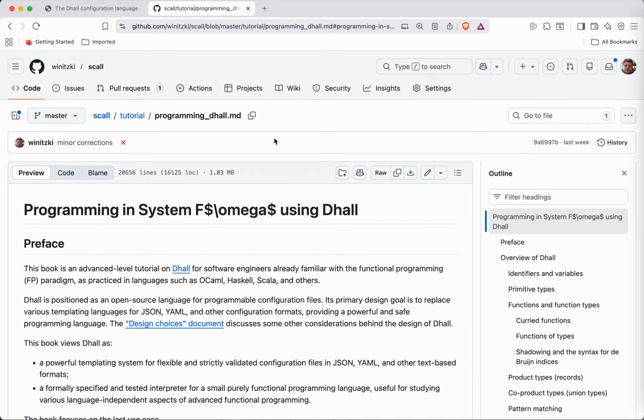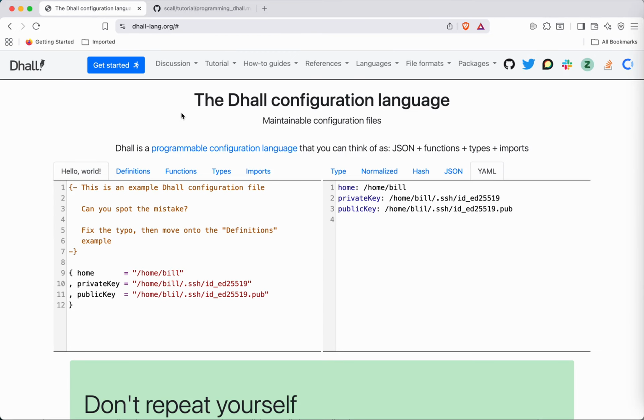So what is the vision for this book and why did I write it? The main motivation was my interest in the Dhall language. The Dhall language was positioned as a programmable configuration language. In other words, you would like to replace all these difficult-to-use templating languages for JSON and YAML by a strongly typed, statically typed functional language that allows you to perform validations statically before you export your JSON or YAML configuration.